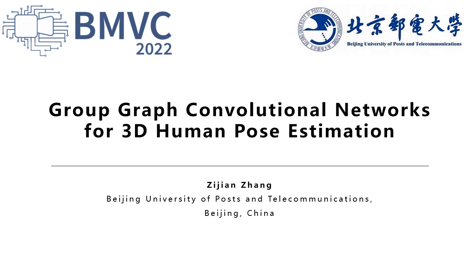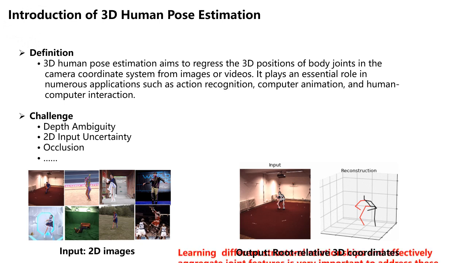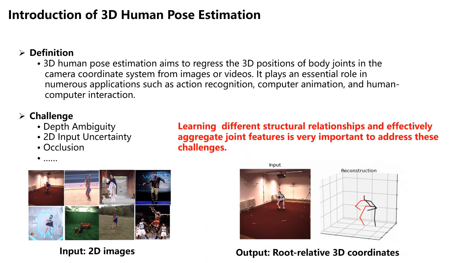Today I'm going to talk about our work, Group GCN, which is a GCN-based model for 3D human pose estimation. 3D human pose estimation aims to regress the 3D positions of body joints in the camera coordinate system from images or videos. It plays an essential role in numerous applications such as action recognition, computer animation, and human-computer interaction.